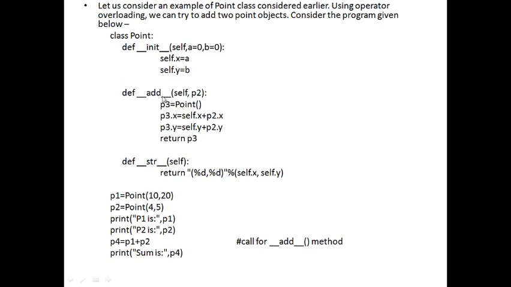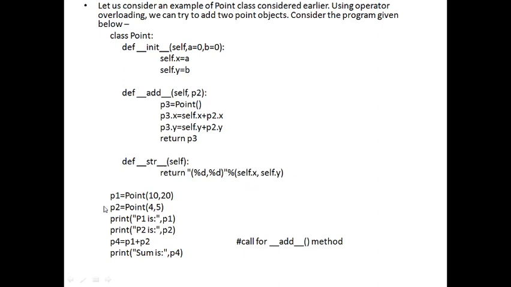Then we have the add function. That add function again takes self as the first parameter and p2 as another one. Self is invoking. So we are creating one more object of the point. p3 dot x equals self dot x plus p2 dot x, p3 dot y equals self dot y plus p2 dot y. We are just adding 2 points here, and the p3 object will be returned. The str function is to print the point.